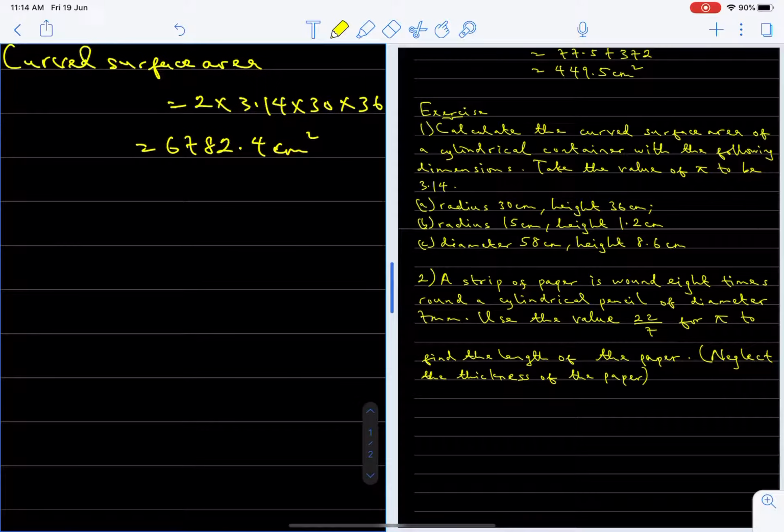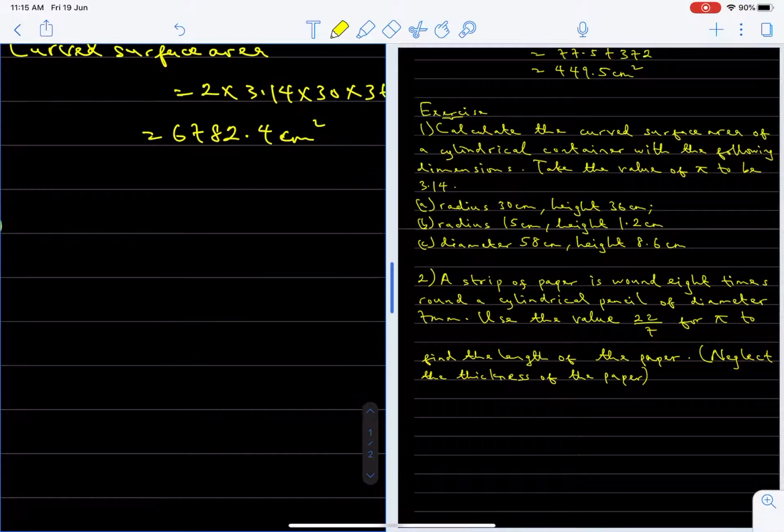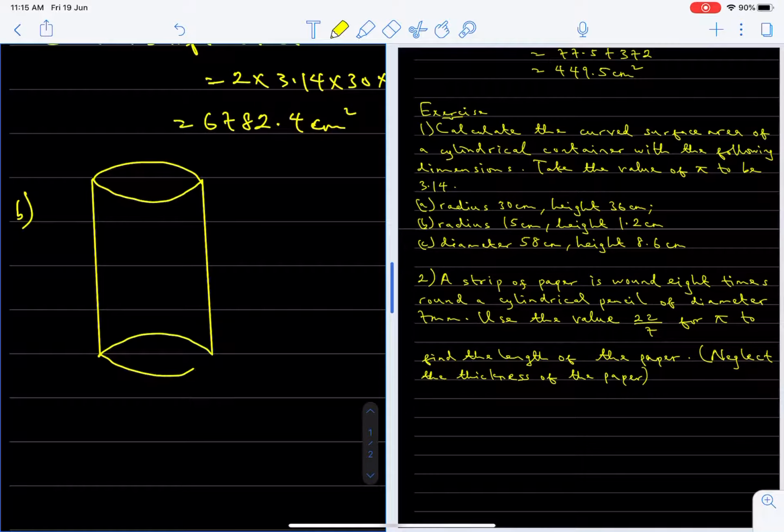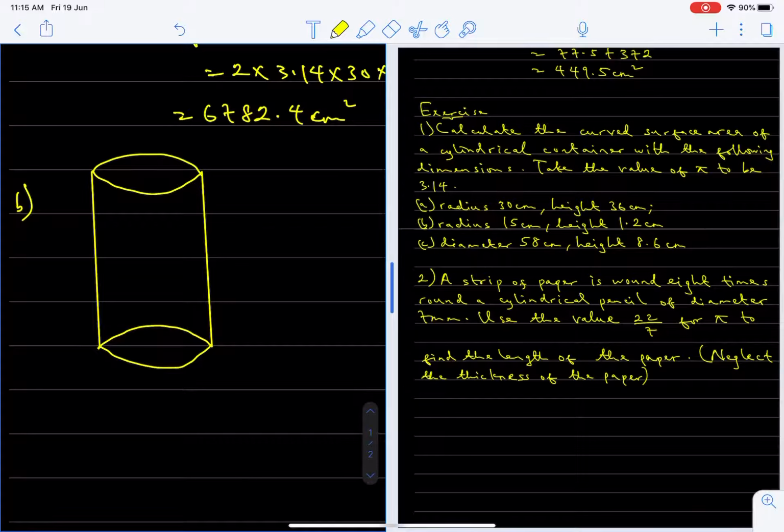Now to question B. That's 1B. 1B says the cylinder has a radius of 15 centimeters and a height of 1.2 centimeters. Let's have a sketch as usual. This is the cylinder. It has a radius of 15 centimeters, if I'm not mistaken. That's correct. And then a height of 1.2 centimeters. This is the radius, 15 centimeters, and the height is 1.2 centimeters.